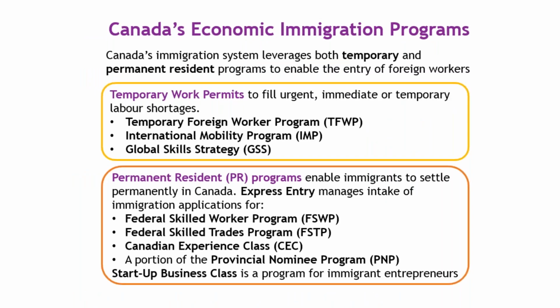All right, so here is just a quick snapshot of the various immigration programs that are available to you through the federal program. So we've got temporary programs, which are used to fill temporary skill shortages that you may experience. And it's a good way to bring in people quickly under either the Temporary Foreign Worker Program, the International Mobility Program, or the most recent offering of the federal immigration program, which is the Global Skills Strategy. I'll touch more on that in a minute.